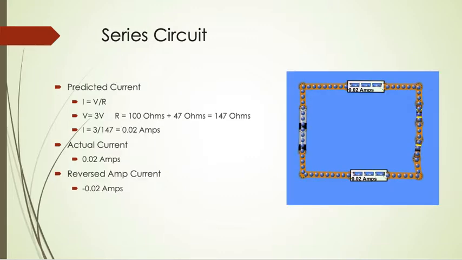In the first part of the experiment, we created a series circuit with two 1.5 volt batteries, 2 ammeters, 1 resistor of 47 ohms, and 1 resistor of 100 ohms. As seen, the 47 is here and the 100 is here.